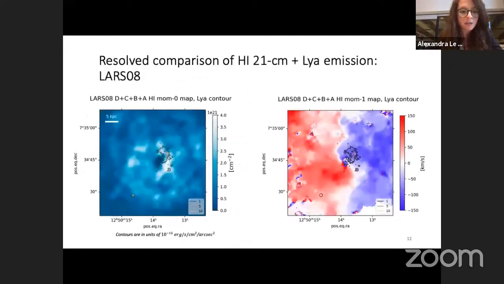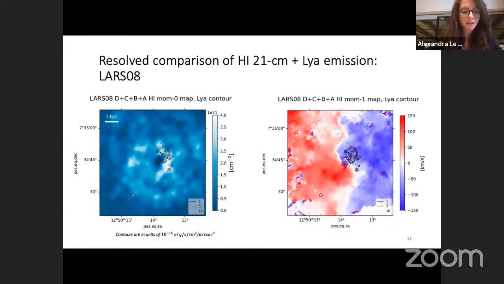Now, if we look at the Lyman alpha and the HI, this is the first time we can see, at those resolutions, that the Lyman alpha essentially is located to the west. This is also the place where there is lower dust extinction, so it's quite interesting. It's nearby the higher column density HI contours, but it's still not overlapping with the high HI column density. And then if you look to the right, this is Lyman alpha overlaid on the moment 1 map, and it is coincident with the blue shifted side of the HI disk.